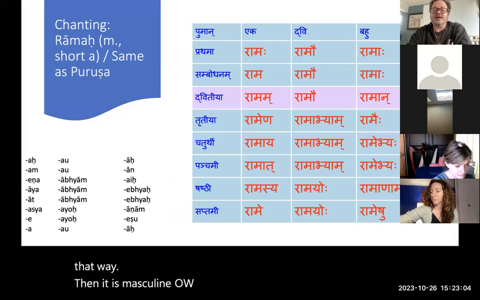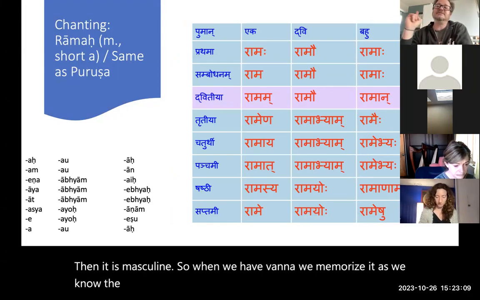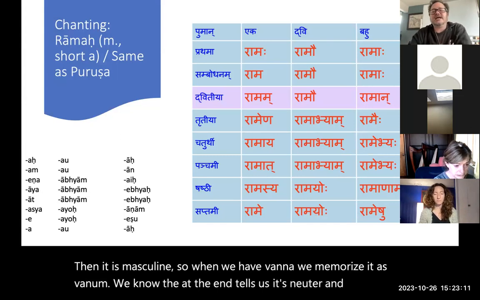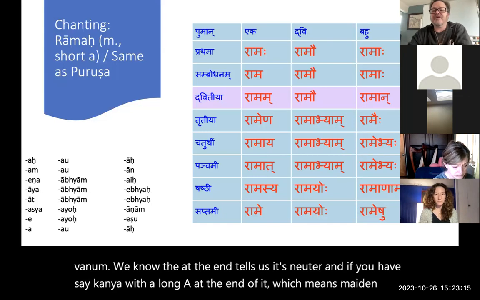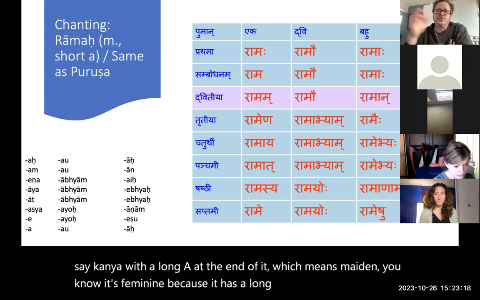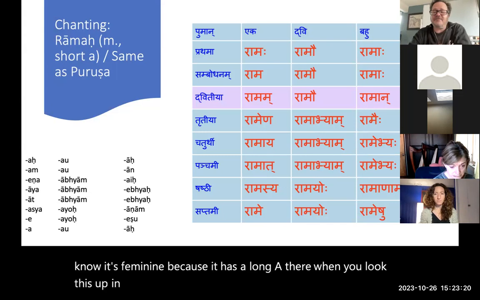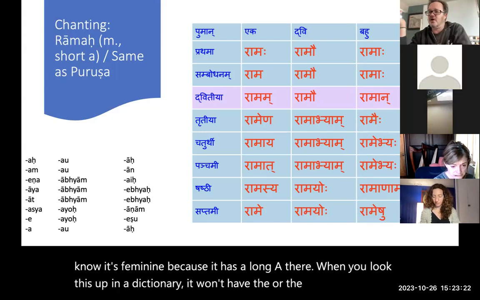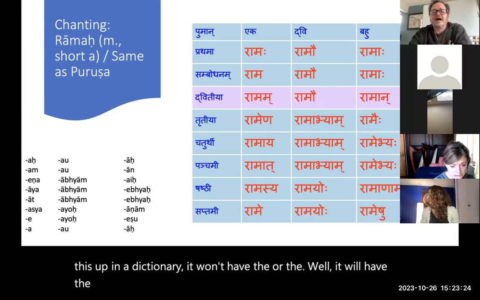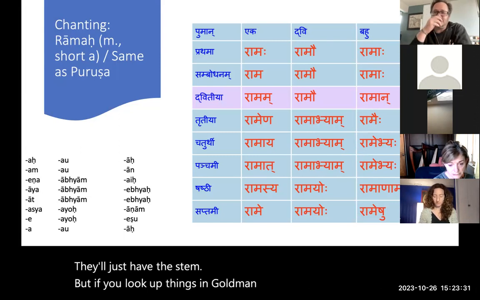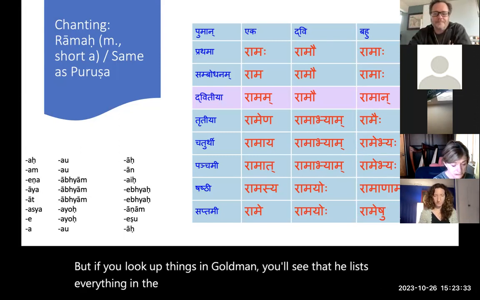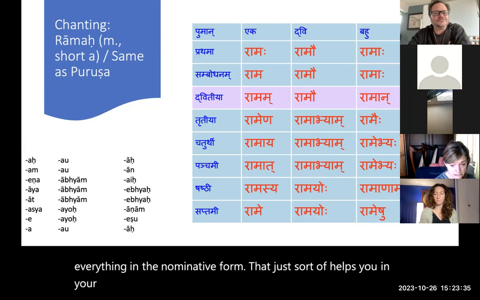So when we have vana, we memorize it as vanam. We know the ma at the end tells us it's neuter. And if you have, say, kanya with a long a at the end of it, which means maiden, you know it's feminine because it has a long a there. When you look this up in a dictionary, it will just have the stem. But if you look up things in Goldman, you'll see that he lists everything in the nominative form. That just sort of helps you in your memorization.